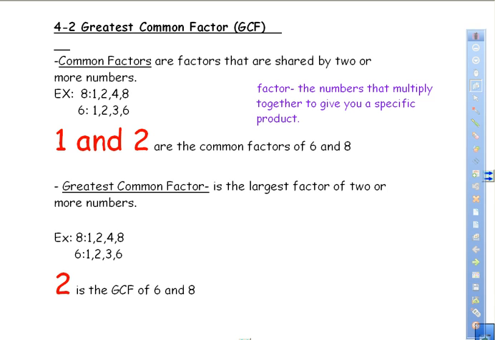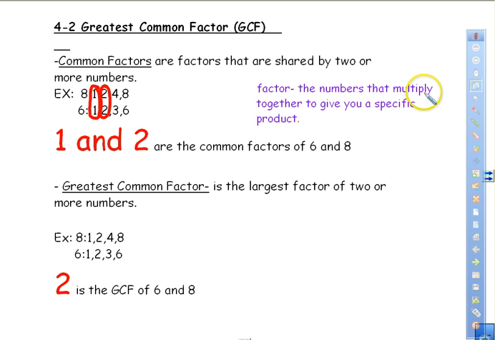And so when we talk about common factors, they are factors that are shared by two or more numbers. So for example, we have 8 and we have 6, and we can list the factors. 1 times 8 gives me 8, and 2 times 4 gives me 8. And then for 6, I have 1 times 6 and 2 times 3. The 1 and the 2 are the common factors of 6 and 8, and the common ones again are what I have circled, the 1 and the 2. Those are the only numbers that are common, and again, those are common factors.